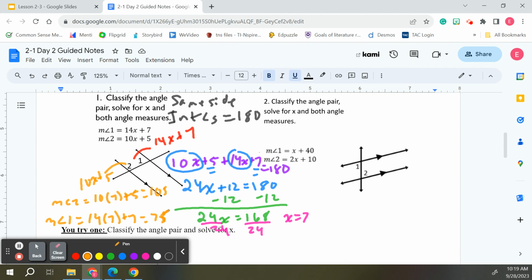Questions on this? All right. Is anybody still writing? I do want to clear it out so I can work on number 2.